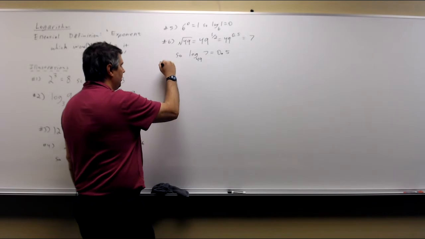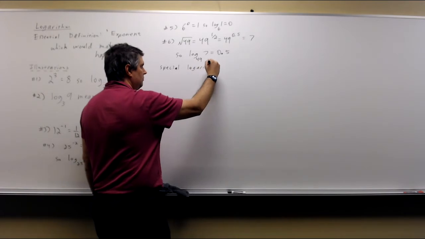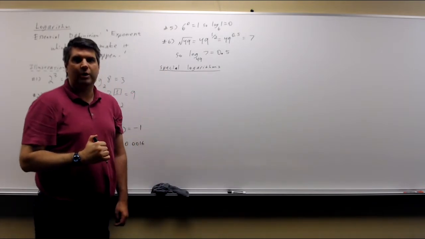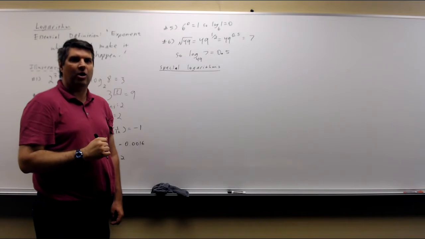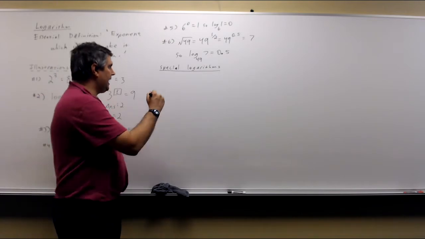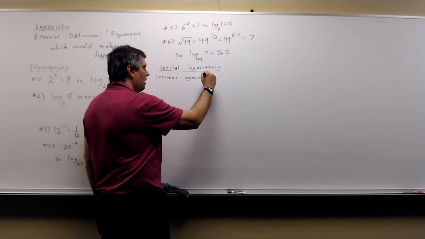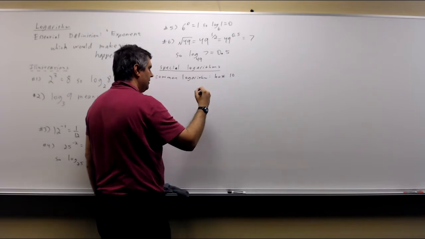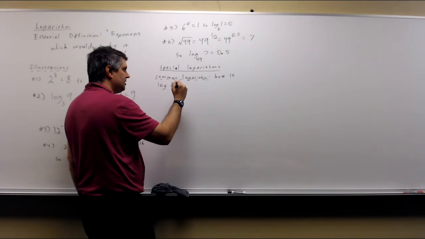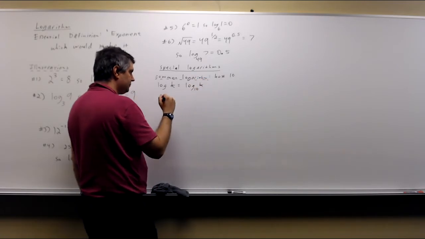Okay, special logarithms. Okay, you guys might have noticed that on a scientific calculator, you'll see buttons for LOG. In that case, it's assuming base 10. Okay, so this is called a common logarithm, base 10. So log of k, unless given reason to do otherwise, log of k means log base 10 of k. Okay?